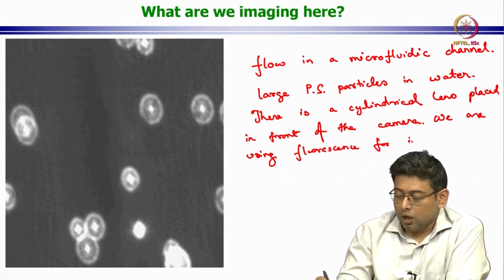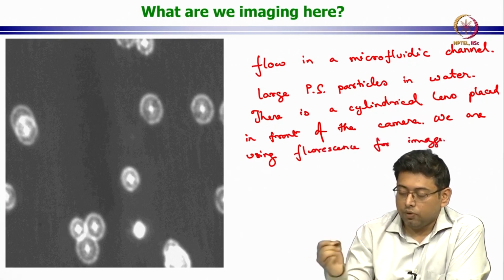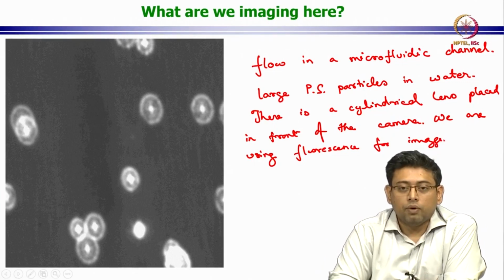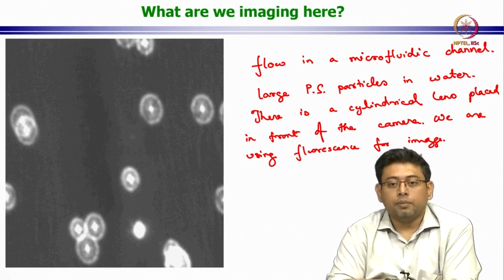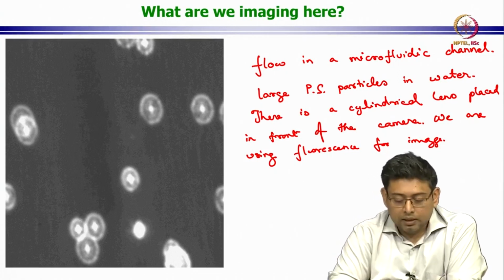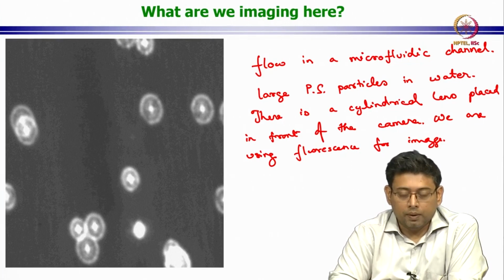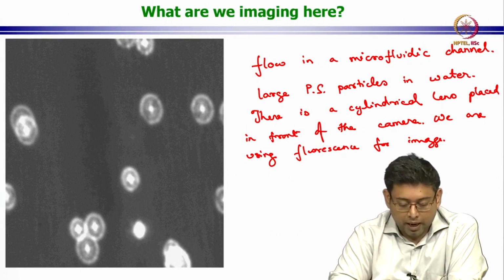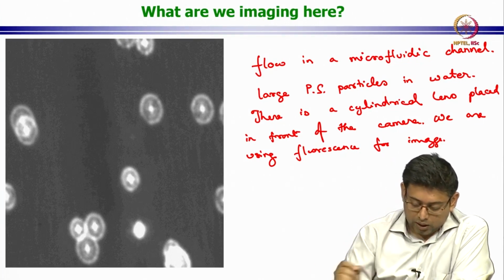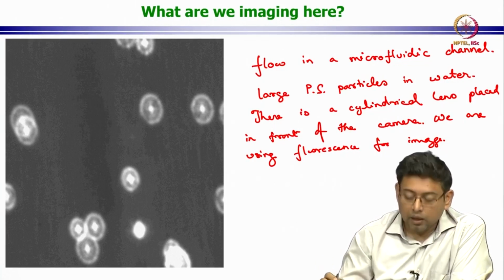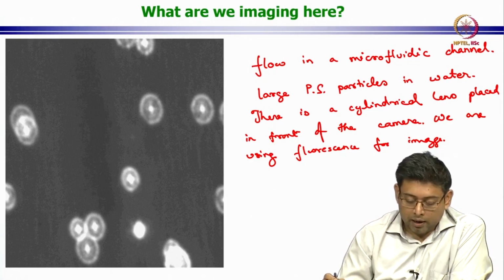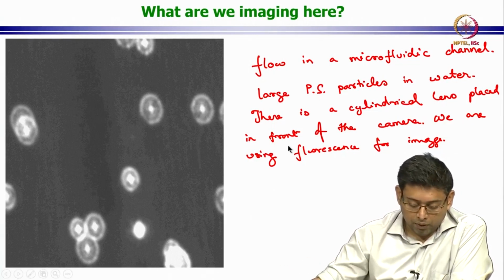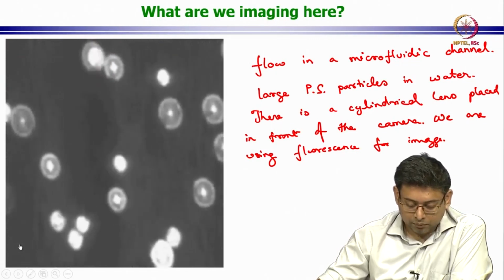fluorescence for imaging. So these particles are fluorescent, which means when a certain wavelength of light is illuminated on it, it absorbs that particular wavelength and emits a different wavelength. So this is not your simple light scattering in that case. It is a more complicated interaction of matter with light. And so I am just going to play this short video, and I am going to explain what you are seeing.